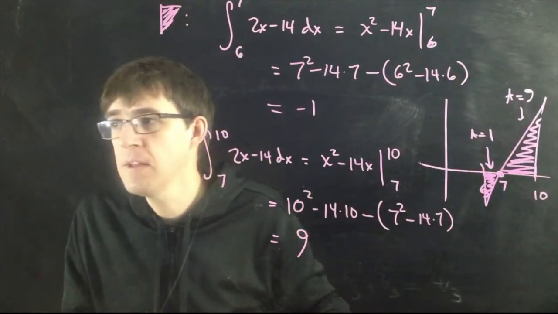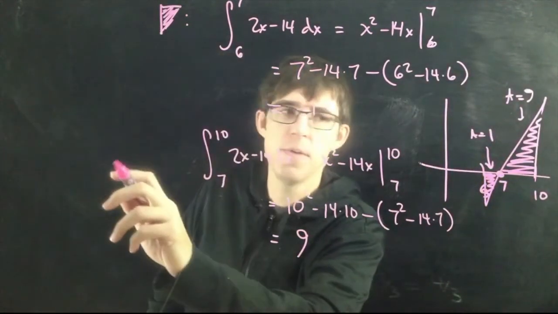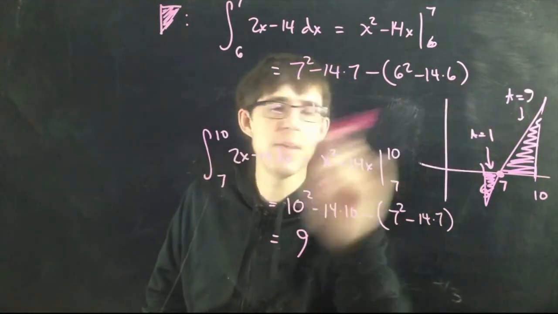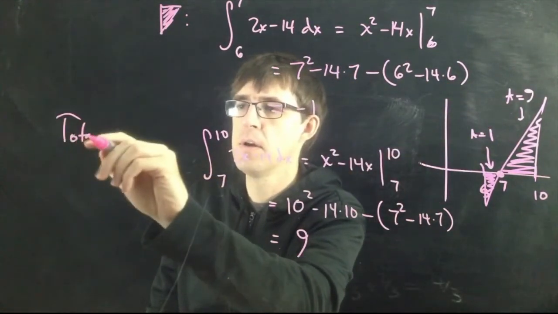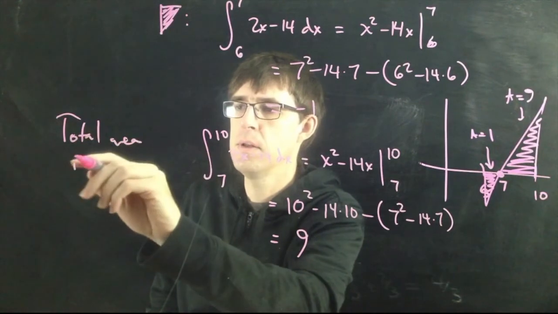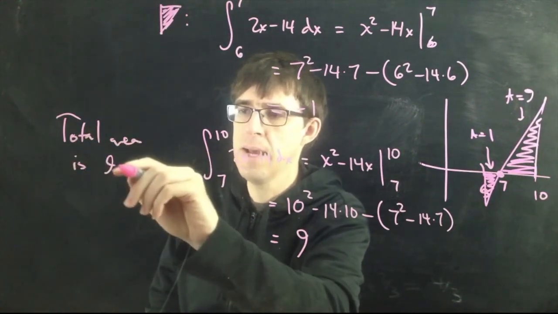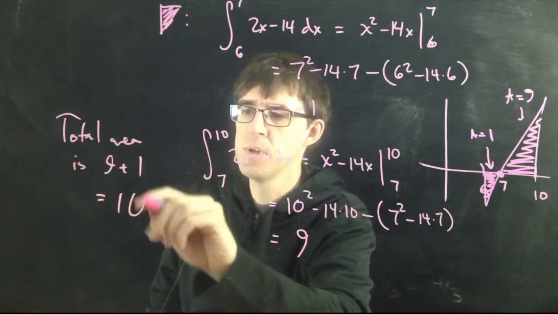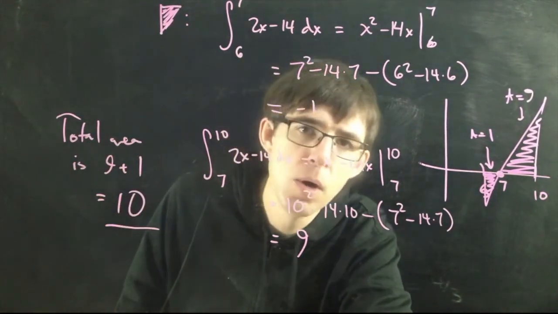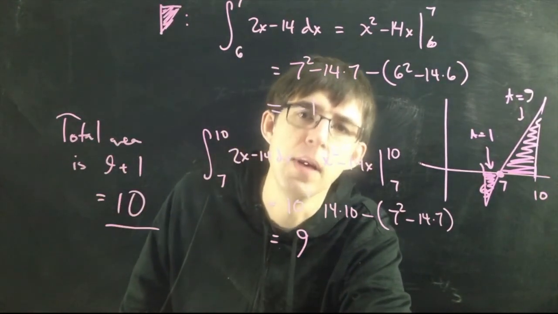So what's my final answer? Maybe I'll just squeeze it over here. My final answer is I add them together. So the total area is 9 plus 1 equals 10. There you go. And I think we're done.